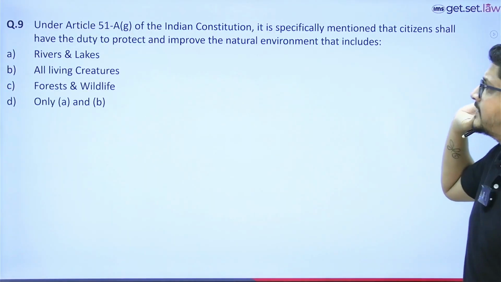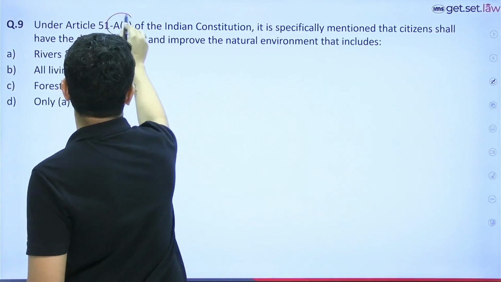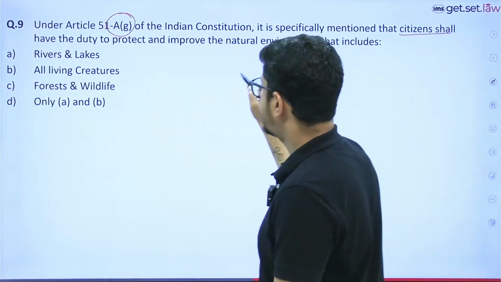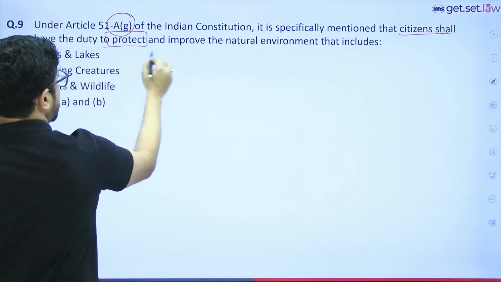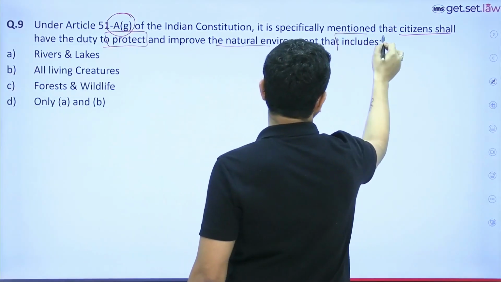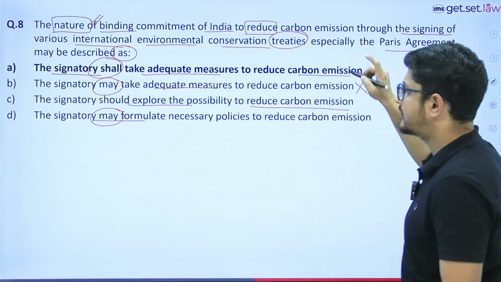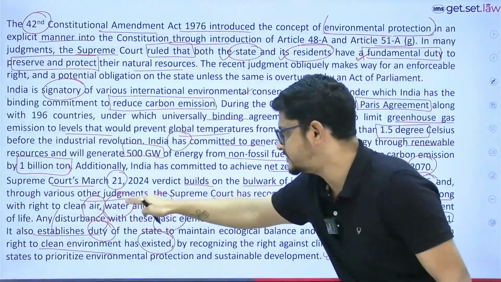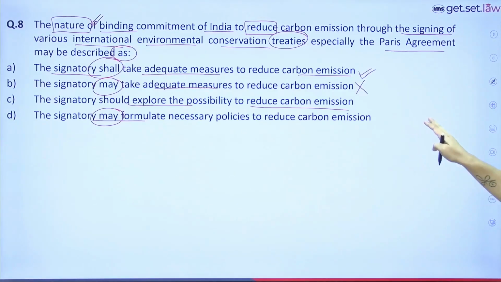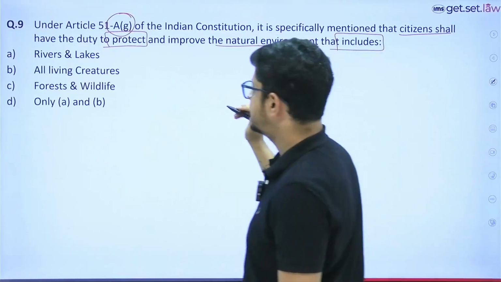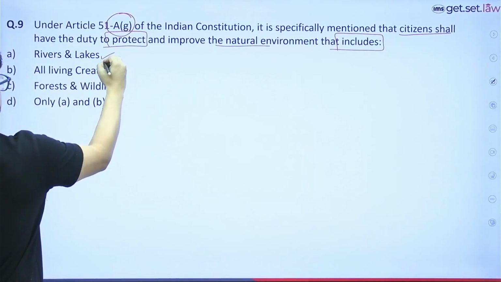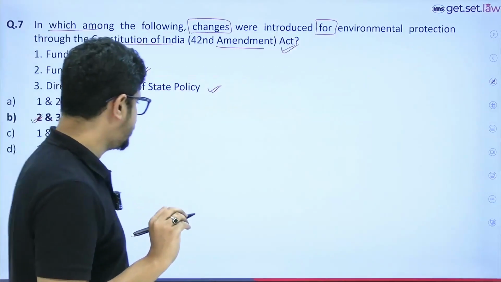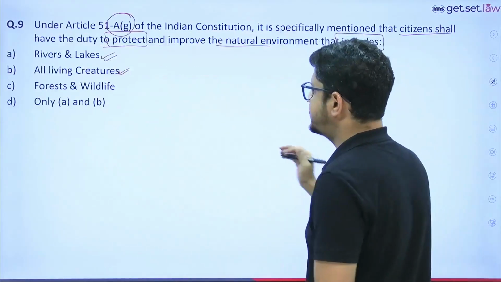ठीक है. Next, say Article 51A(g) of the Indian Constitution. It is specifically mentioned that citizens shall have the duty to protect and improve the natural environment. That includes what? Now अपने को यहाँ पे clearly दिया गया था. It includes ये सारी चीजें already included हैं. तो इसमें क्या option बनेगा अपना? That is in question number 9. It says that it includes rivers and lakes, all living creatures, and forest and wildlife. अब इसमें forest and wildlife में all living creatures तो आ ही जाएगा.